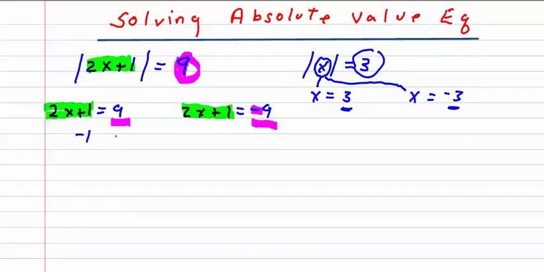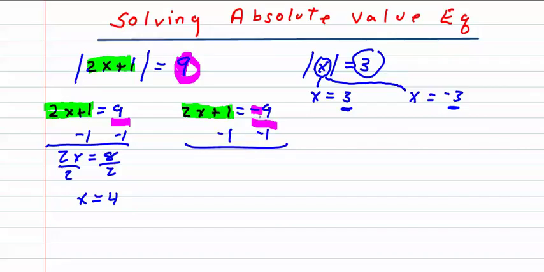Minus 1, minus 1. 2x equals 8. Divide by 2. Divide by 2. X equals 4. Minus 1, minus 1. Be careful, negative 9 minus 1 is negative 10. Equals 2x. Divide by 2, divide by 2. X equals negative 5.